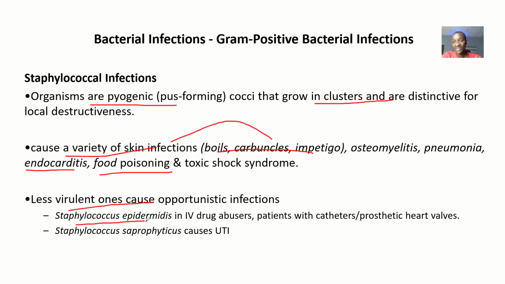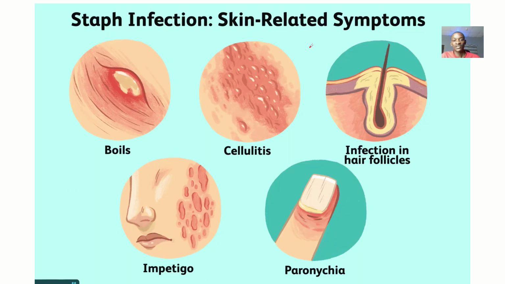Staphylococcus epidermidis is mostly found in what? People that are intravenous drug abusers. You transfuse drugs through your veins too much, right? And this organism can get in. And also patients with catheters or with prosthetic heart valves. Then Staphylococcus saprophyticus causes what? Urinary tract infections, right? This is not divided into upper or lower tract. So Staphylococcus saprophyticus can cause what? Urinary tract infections.